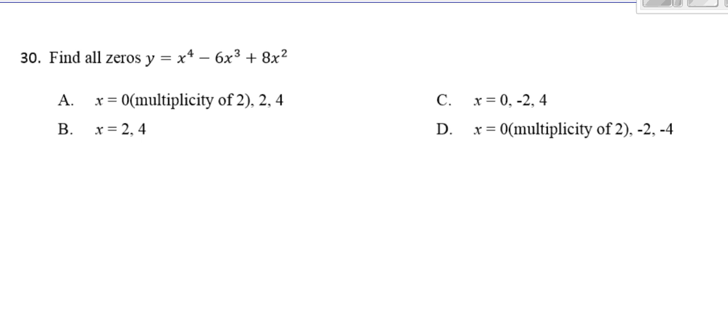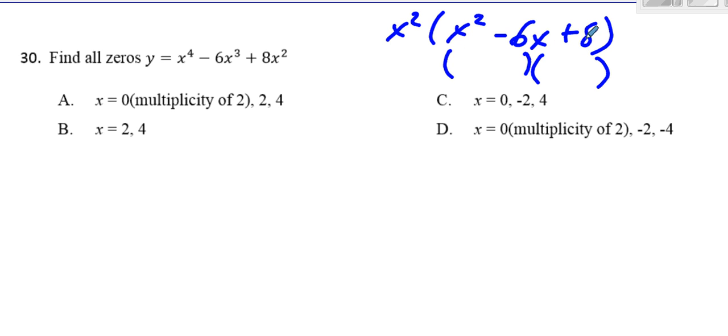To find all the zeros, you can do that by factoring. Start by taking out an x squared. And then you can factor the x squared minus 6x plus 8 a little bit further. Multiply to be 8, that's 4 and 2. Add to be -6, they both need to be negative.